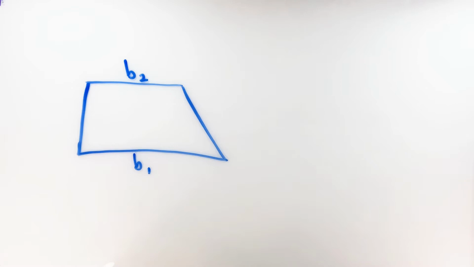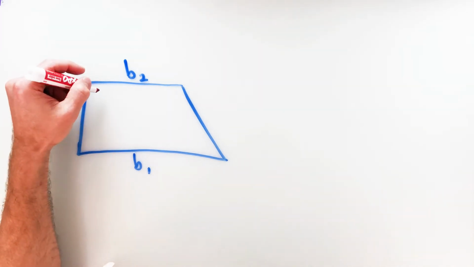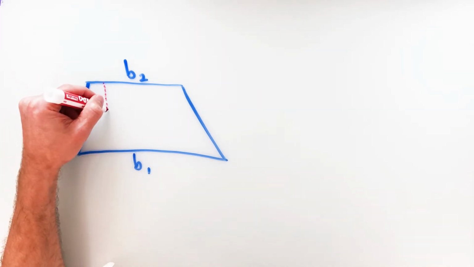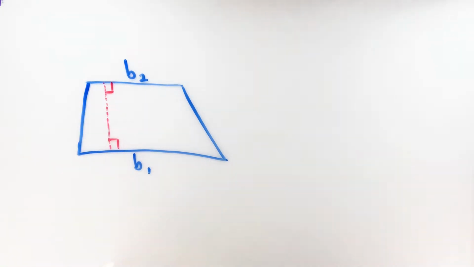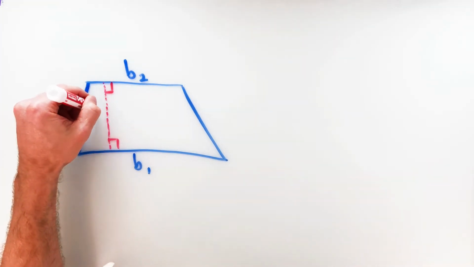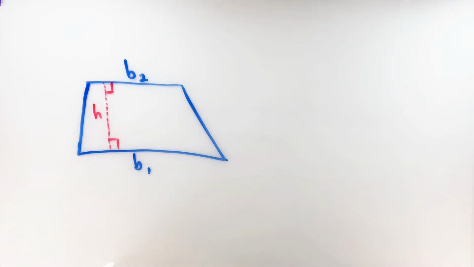The height of a trapezoid, we can't forget, just like with a parallelogram and a triangle, is always going to be perpendicular to the base. In this case we have two bases, so it's just going to be perpendicular to both bases. So the height of the trapezoid will always cross the bases at a 90-degree angle.